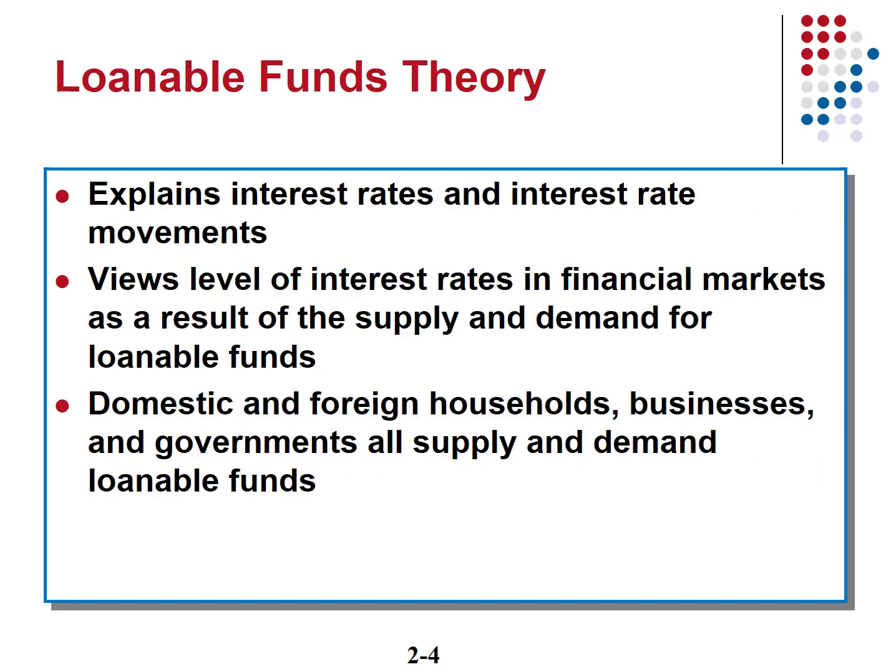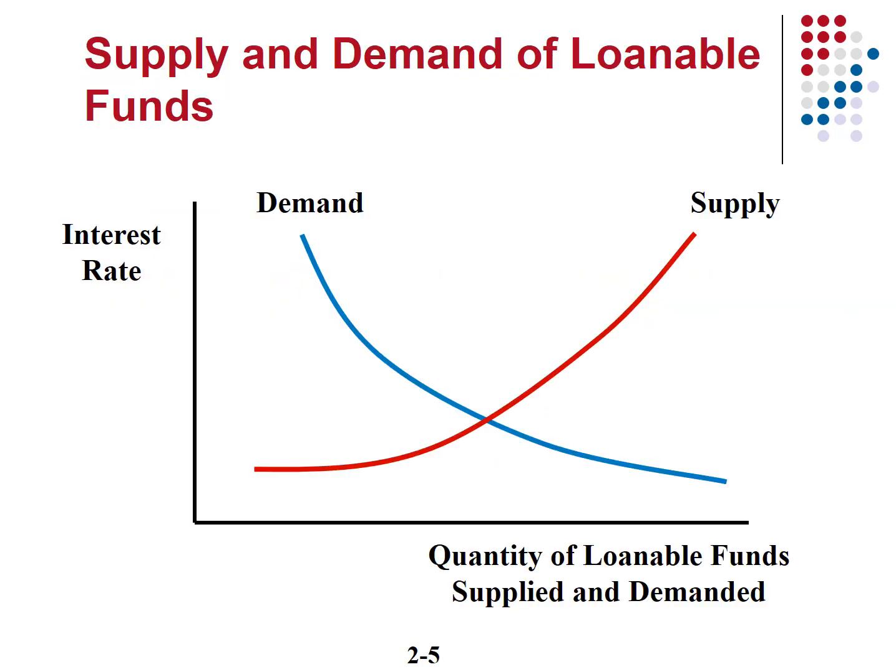The loanable funds theory basically explains interest rates and their movements. In a very simple way, supply and demand from households, businesses, and governments, all of which supply and demand funds, make up the loanable funds theory. Think of interest rates as the cost of money. The price of money is determined by the intersection of the supply and demand curves, as shown in the graph. And on the coming slides, we're going to look at the impact as supply and demand change.